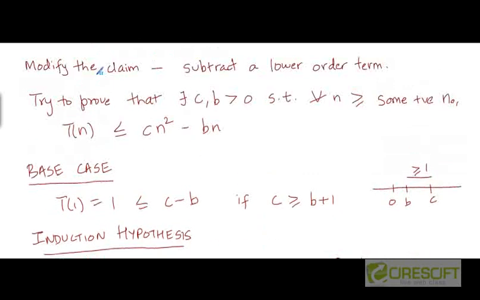So let's modify the overall claim by subtracting the lower order term on the right hand side. So we are going to try to prove that for large enough values of n, there exist two constants c and b, both of which are positive, such that once n is large enough, that is, it crosses some positive threshold n naught, t of n is bounded from above by c times n square minus this lower order term.